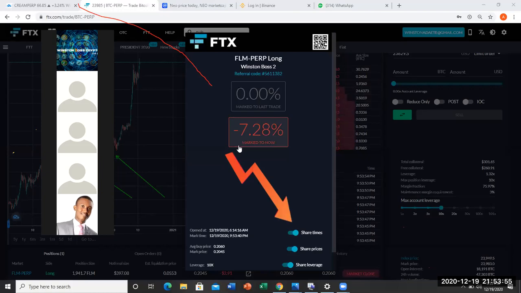Are you getting it? It has only moved by minus 0.728%, less than 1%. But because it is 10x leverage, that is why it is multiplying my losses by what? Times 10. And I'm now having minus 7.28%.